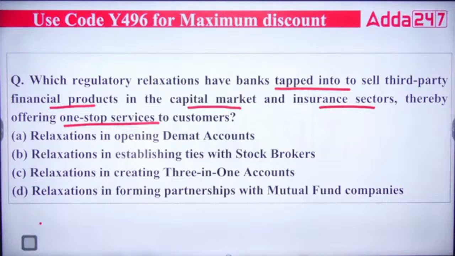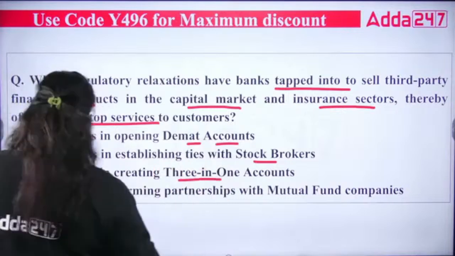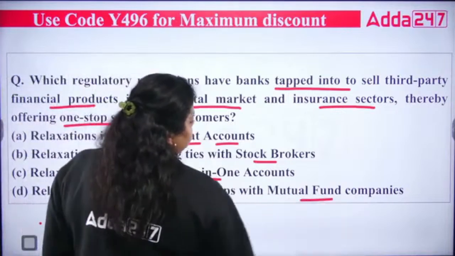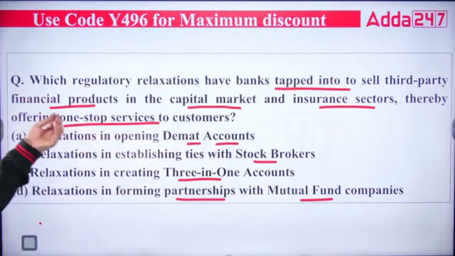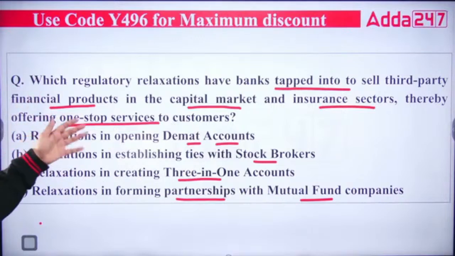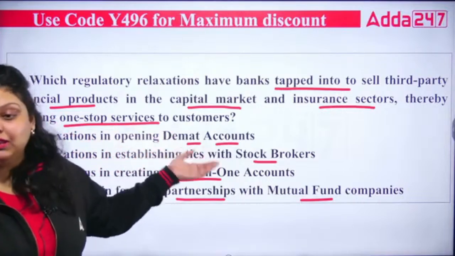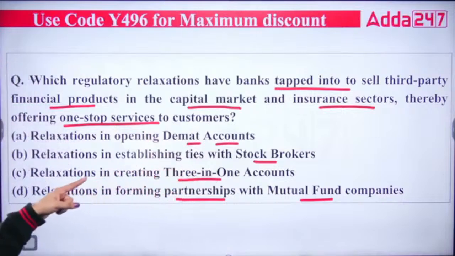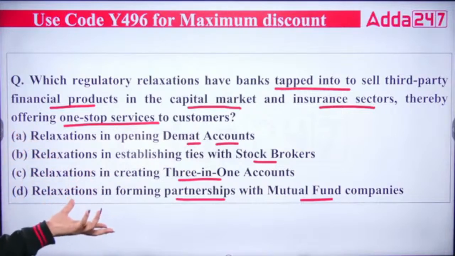Relaxation in opening demat account, relaxation in establishing ties with the stockbrokers, relaxations in creating 3-in-1 account, relaxation in forming partnership with the mutual fund companies. So demat account, you all know that's a dematerialized account which will be used for storing the securities in electronic form in the bank. Then second we have stockbrokers, you know, who are the mediators who sell the securities. Then 3-in-1 account, that's a combination of accounts in which you will have the demat account, the escrow account and the trading account. Then you have partnership with the mutual fund companies.